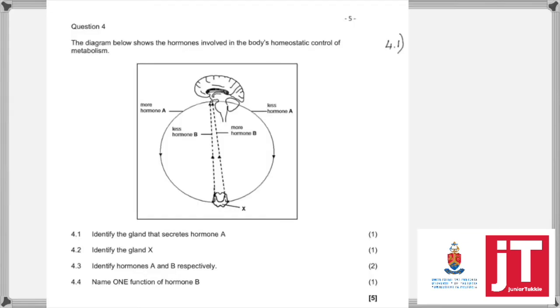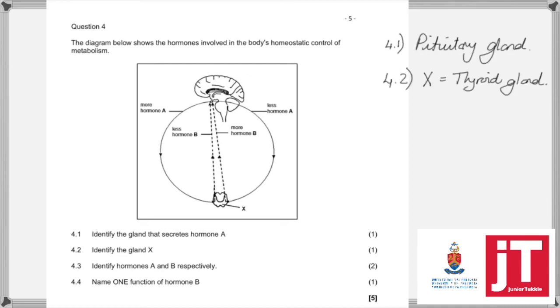at the questions. So, 4.1. Identify the gland that secretes hormone A. So we're moving away from the brain with hormone A, which means the gland is present in the brain, and here we're looking at the pituitary gland. If we look at 4.2, identify gland X, that would mean that the hormone A, and remember through my context I've identified hormone A as thyroid stimulating hormone, gland X I can refer to then as the thyroid gland.